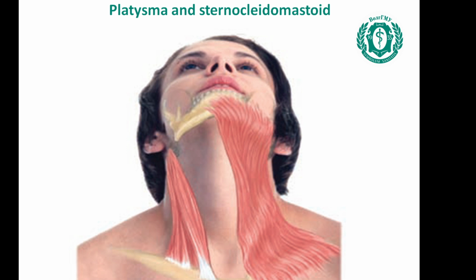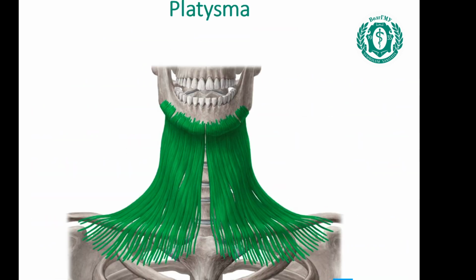Platysma and sternocleidomastoid. Green color demonstrates to us the fibers of the platysma that arise from the inferior margin of the mandible, pass on the lateral aspect of the neck, and continue to the chest to the level of the first 2 or 3 ribs.